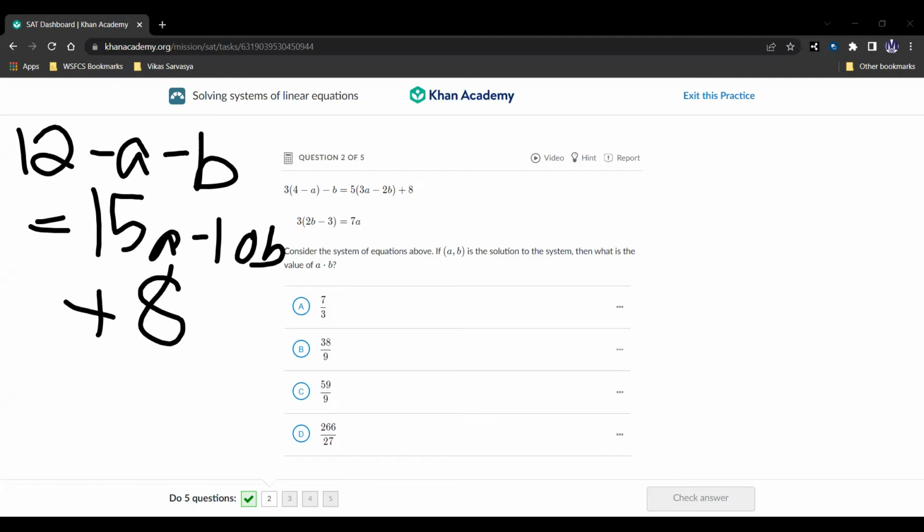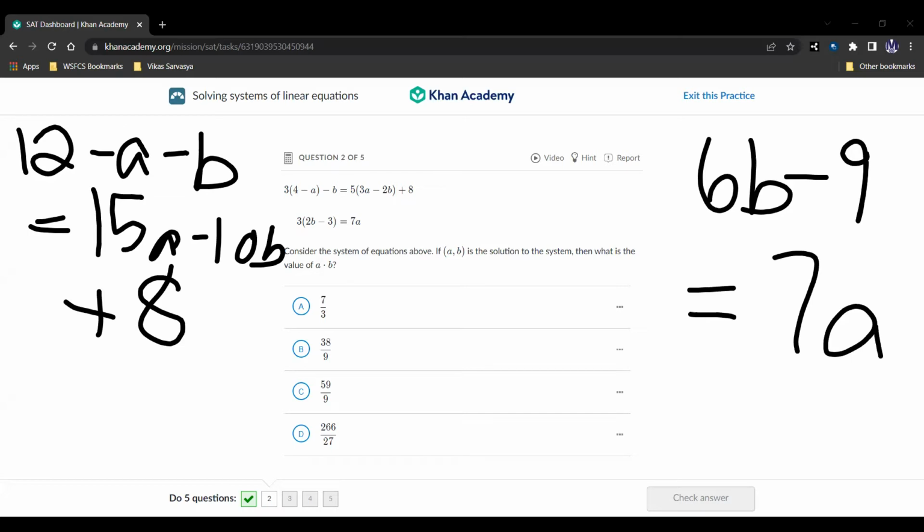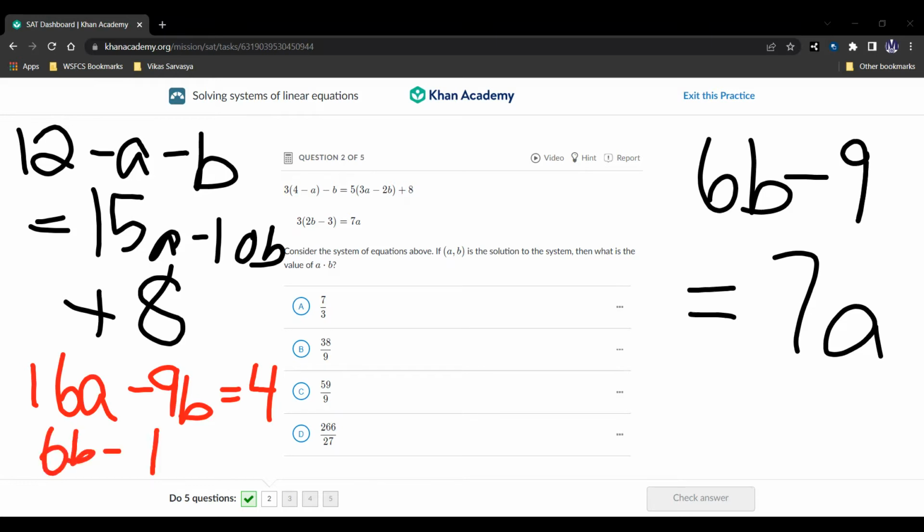On the other hand, the other equation, we get 6b minus 9 equals 7a. All right. Now, what can we do? Well, on this equation right here, we can add an a, we can add a b, and we can subtract an 8. And then we get 16a minus 9b equals 4. All right. And then on this one, we have 6b minus 9 equals 7a for our second equation.